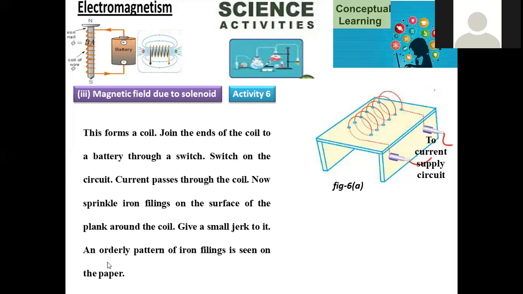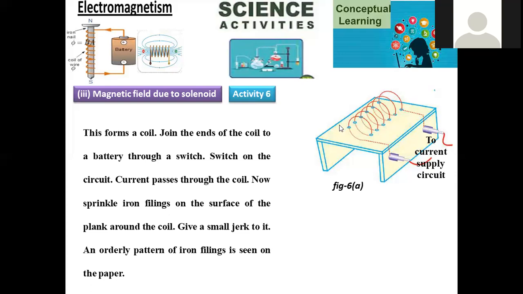Give a small jerk to it. Whenever they are in contact with the copper wire, what happens? There is a generation of electrical as well as magnetic field originated. An orderly pattern of the iron filings was seen on the paper.